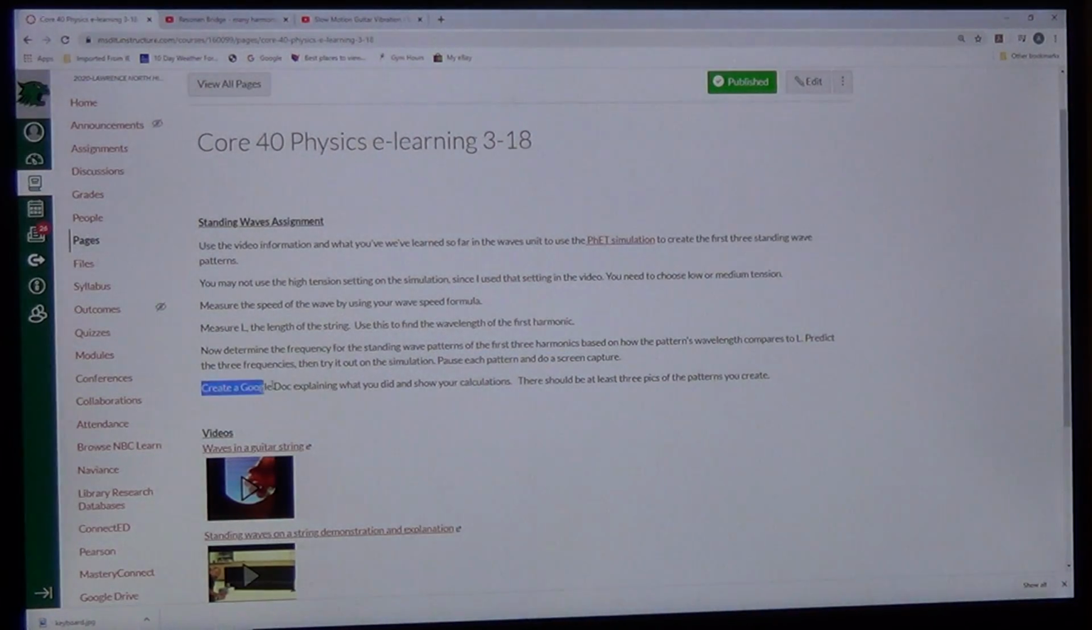So again, create a Google Doc explaining what you did, showing your calculations, and showing the pictures of the wave patterns that you create. Now, as always, if you have questions, I need you to make sure that you email me. Include a phone number, so if it's easier to explain it in a conversation, we'll do that. I wish you good luck, and please do not hesitate to contact me.